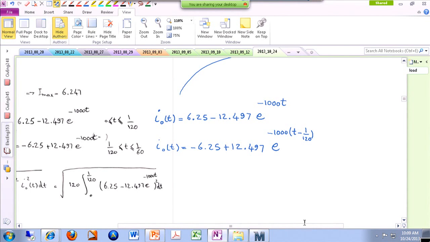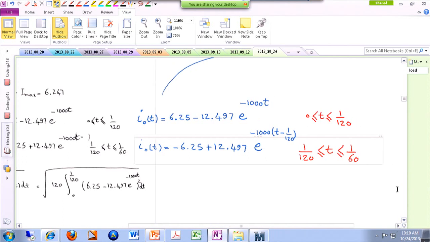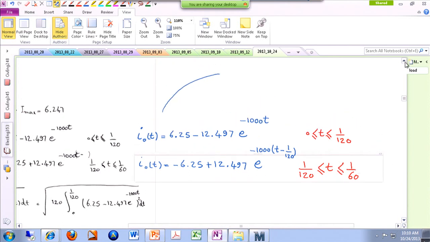And this is happening between, the first one is, and the second one is valid for the second half of the switching period. All right, something like that. So this is an expression for our output current. And it just comes down like this. All right, so quite simple.